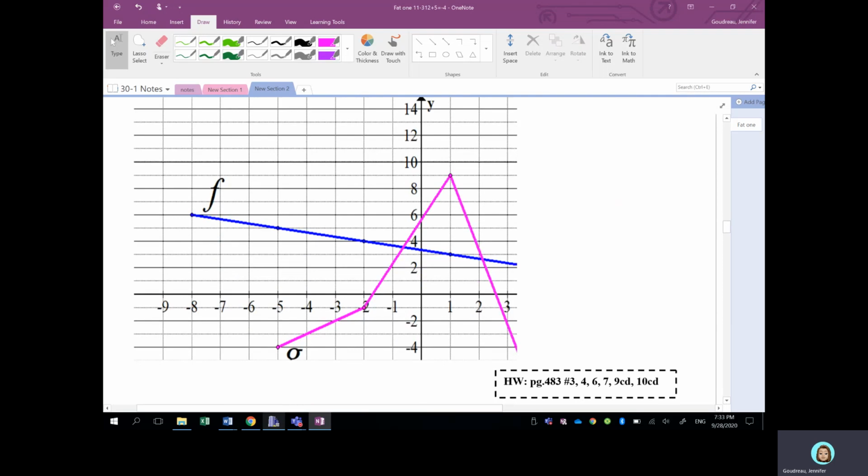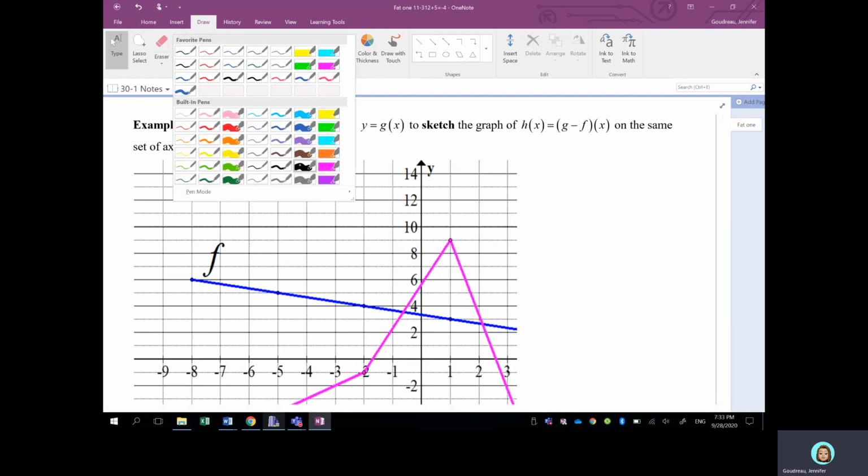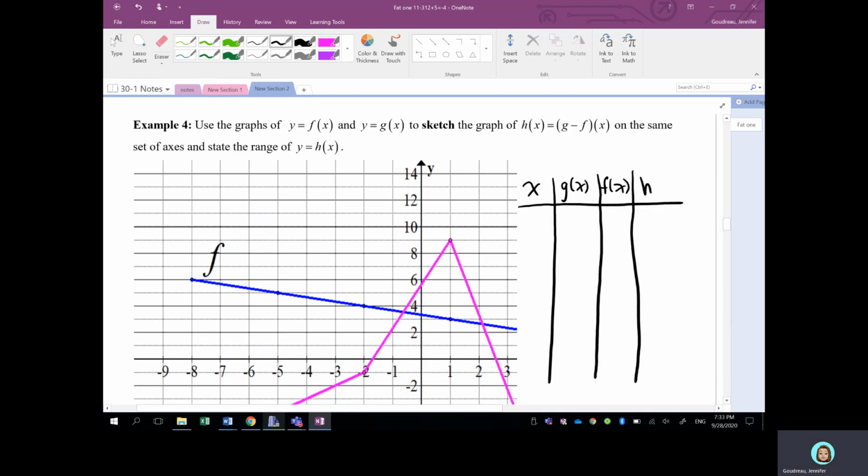You could do it right from the graph, but sometimes it gets a little bit dicey, especially when we are subtracting and dealing with positive and negative values. So always a good idea to write it out. So we're going to grab some values of x. We are going to get the y values for g at x first, since it comes first in our combined function, and then f at x. And then we are going to create h, which is going to come from g at x minus f at x. So let's have a look at what values of x we want to pick.